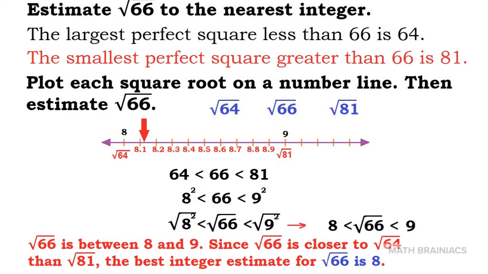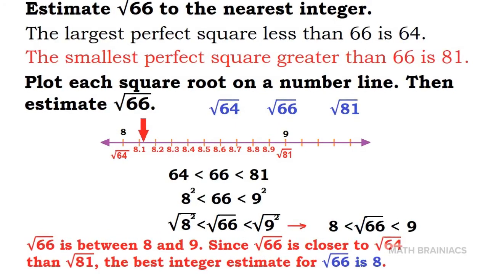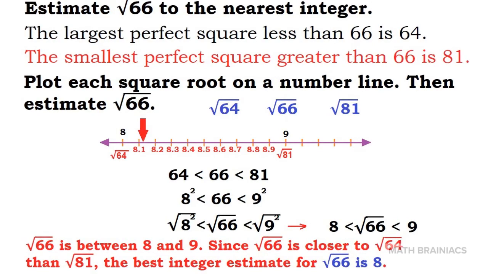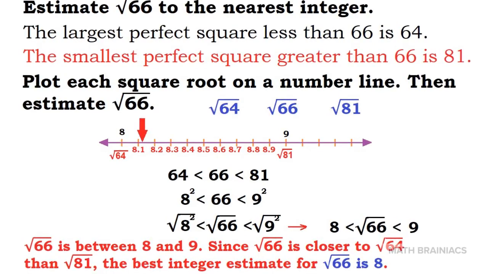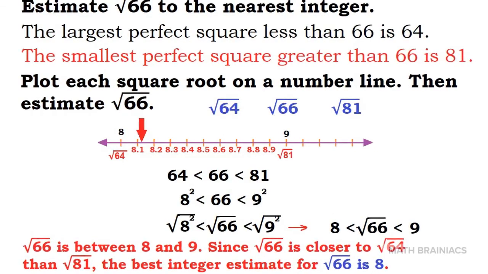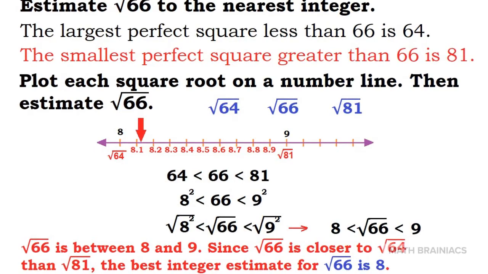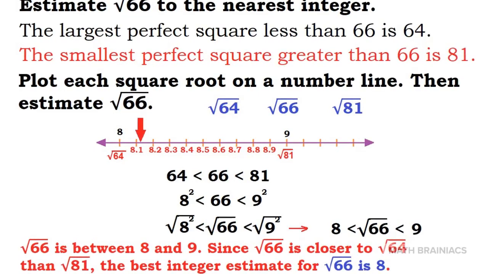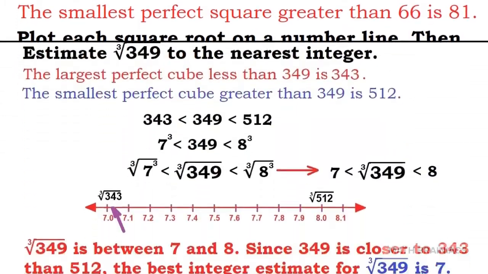To wrap it up, if we are going to estimate the square root of a number to the nearest integer, we are going to look for the largest perfect square less than that number, and the smallest perfect square greater than that number. To make sure that our answer is correct, we are going to plot each square root on the number line, then we are going to estimate the square root of that number.